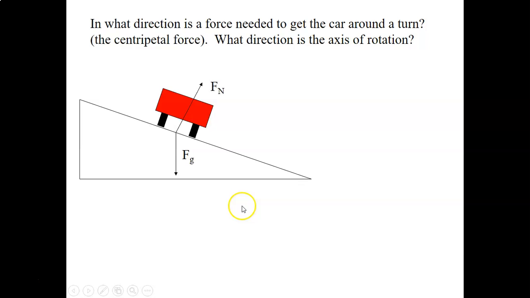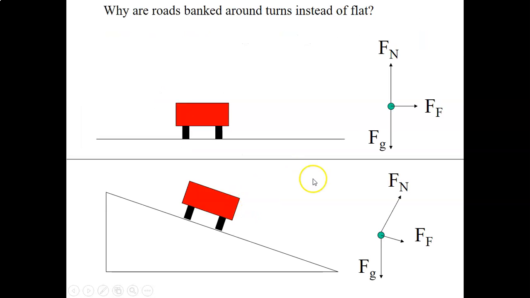The reason that they're banked is that when you're going around a flat turn, the normal force points up, the force of gravity points down, and the only force that's available to give you any centripetal force is the force of friction. This is like the penny on the Lazy Susan. So the force of friction is providing all the centripetal force. These aren't providing any of it. Now, if the roads are icy, the force of friction is limited.